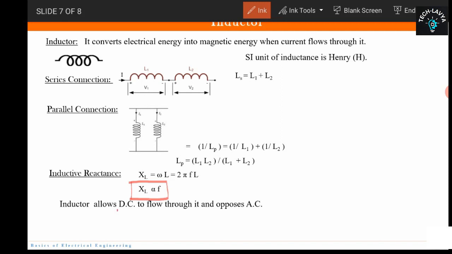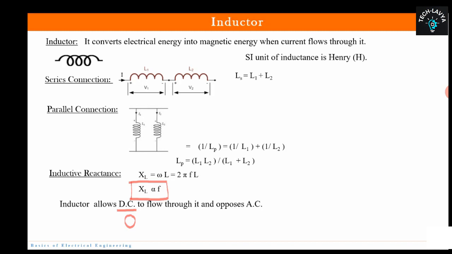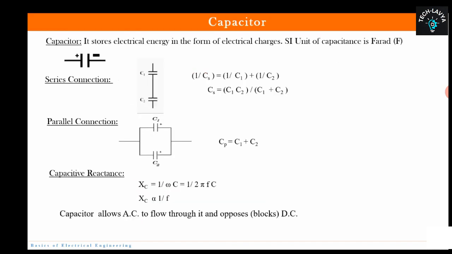Now what is the frequency for DC? In the beginning itself I told you that it is 0. So what is the opposition offered by an inductor for DC? Obviously it is going to be 0. So I can say that an inductor allows DC. Now what is the frequency of AC? It can be anything but a non-zero value. It means that it opposes AC, right? Because it is giving some opposition to AC. So basically you have to remember that an inductor allows DC to pass through it and it opposes AC.